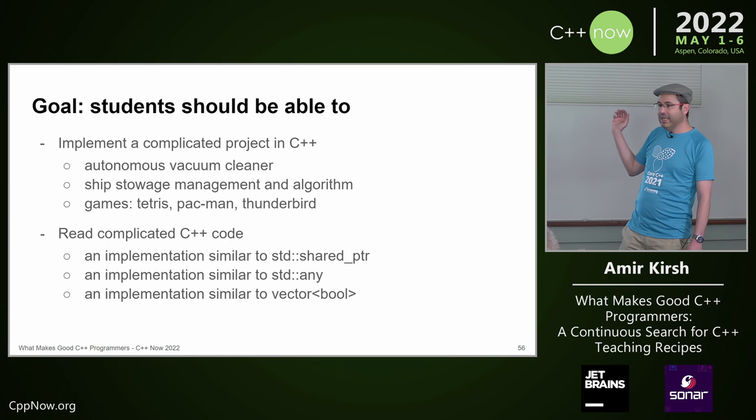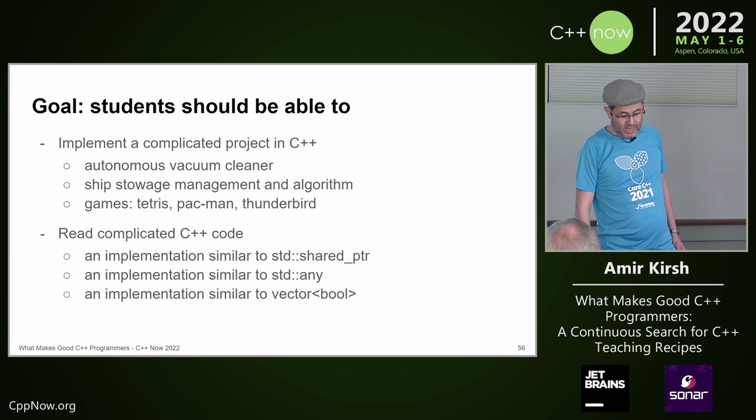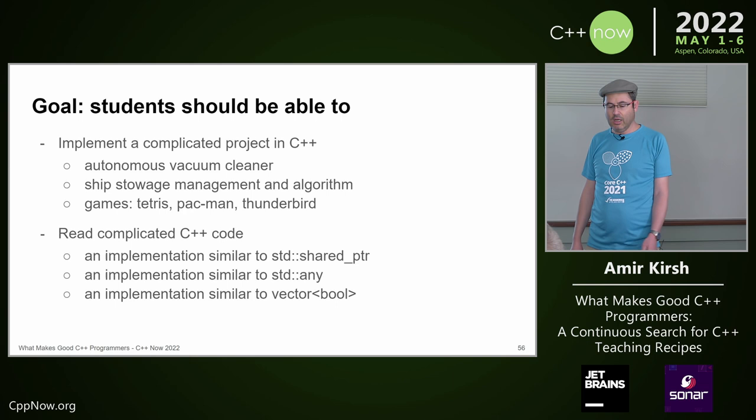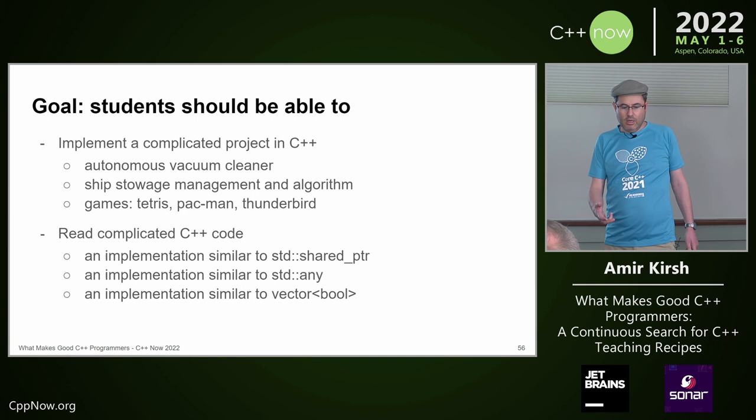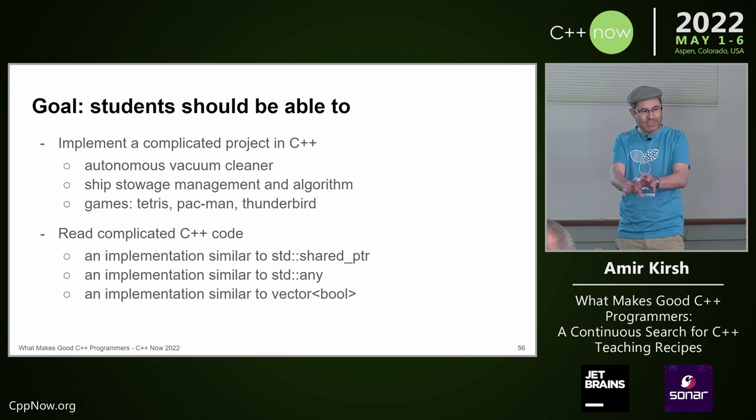I would show you one. Complicated C++ code that they should be able to read, like understanding how std shared_ptr works. I mean, they implement something similar. Std any. Vector of bools. I mean, not vector of bools itself, but we see something similar, and they say, okay, we understand how you are using bits for holding booleans. And it's important to be able to read C++ code.